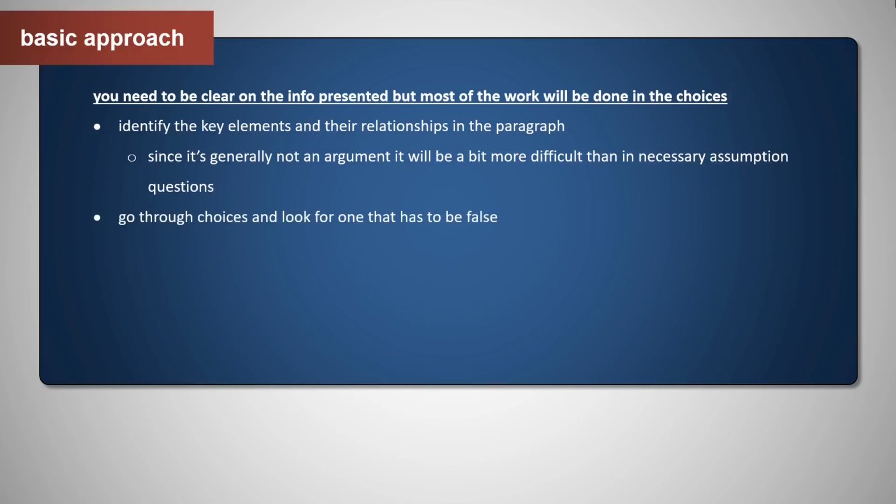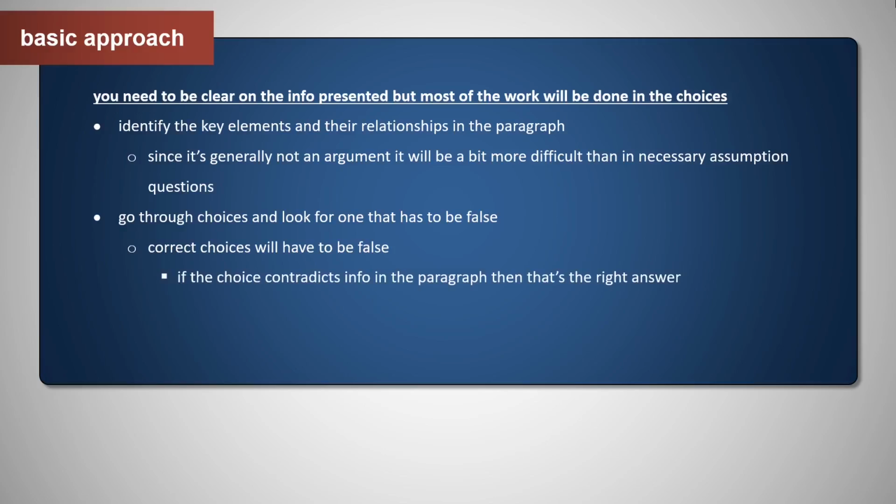Then you want to go through the choices, and you're looking for the one that has to be false. The correct choice will have to be false, because if the choice contradicts information in the paragraph, then you know that that's the right answer. That's what you're looking for. You're looking for something that's going to challenge or contradict what you have. Contradiction just means that they can't both be true. So when you're looking at these answer choices, you're trying to see which one of these answer choices is going to directly or indirectly contradict what I have in the paragraph.